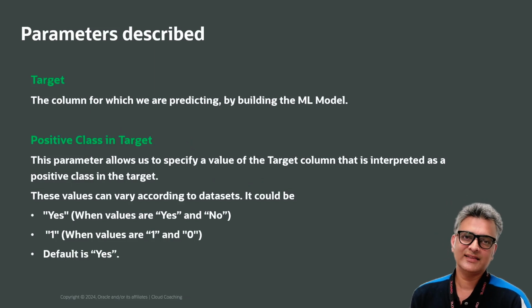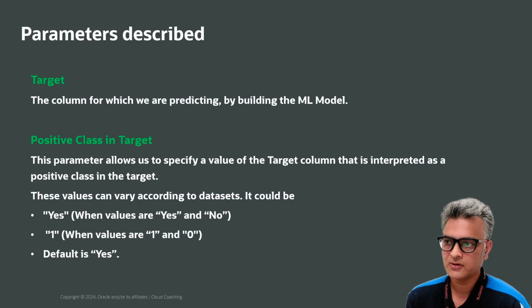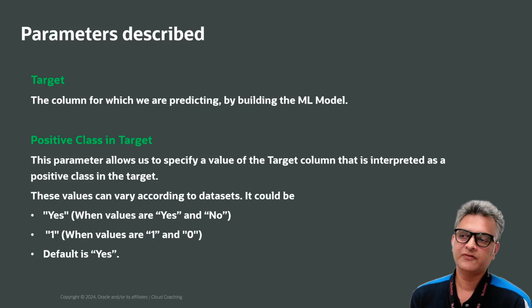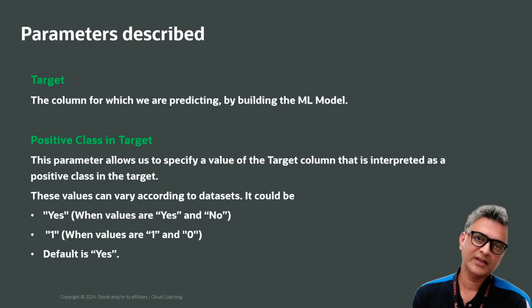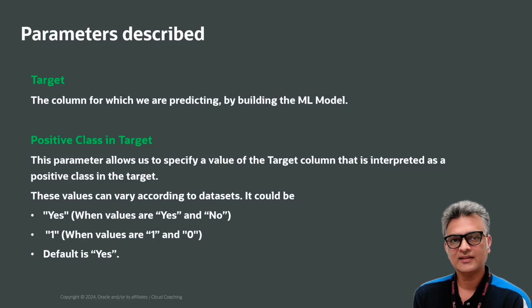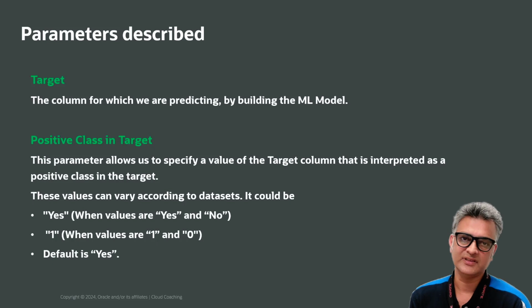Now, positive class in target. As I mentioned, logistic regression is a binary classification. So the target column on which we are predicting would have two values: 1, 0, yes, no, y, and so on. For this parameter, the positive class default value is yes. But if you have a data set where you have 1 and 0, you can identify, based on the use case, whether 1 is the positive class or 0 is the positive class.